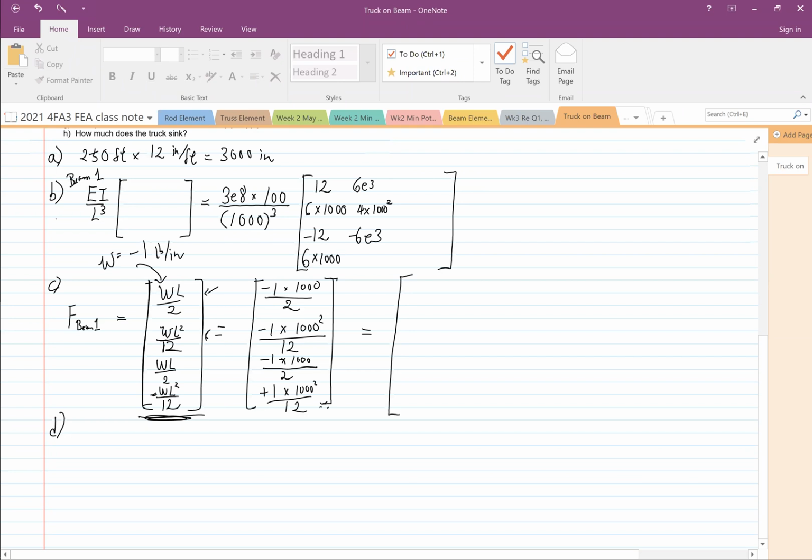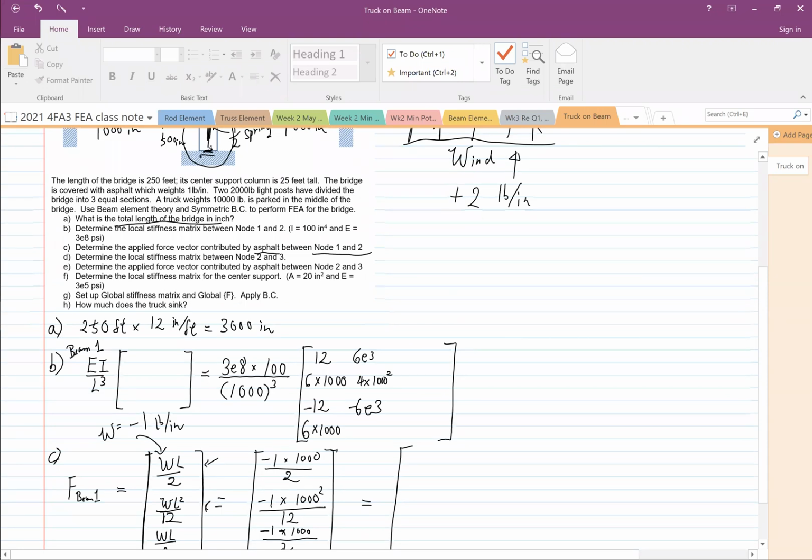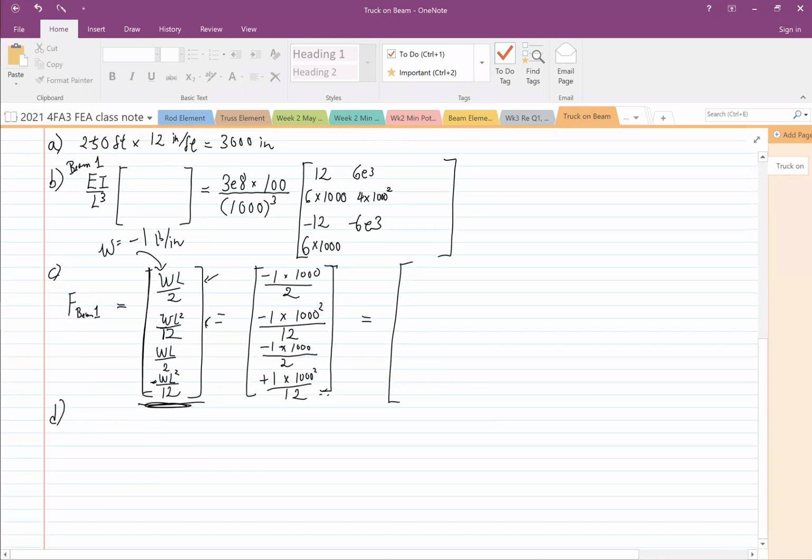Anyway, we have A, B, C. Now let's work on D. What is it? Local matrix between nodes 2 and 3. We have E, I. I'm not going to rewrite that. E is the same thing, 3 exponent of 8. I is the same thing, we're not changing that. But this time the L is different. It's 500 to the cube.